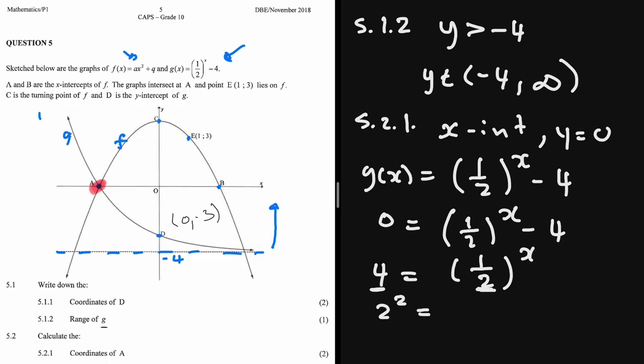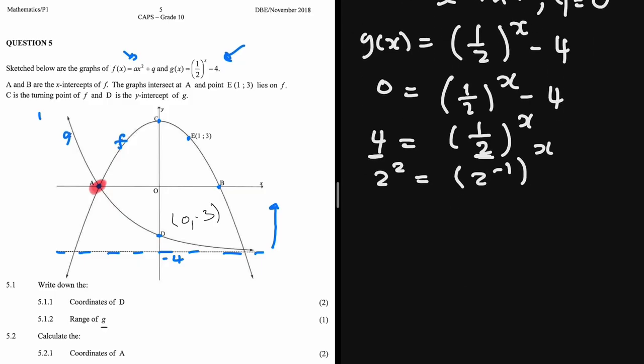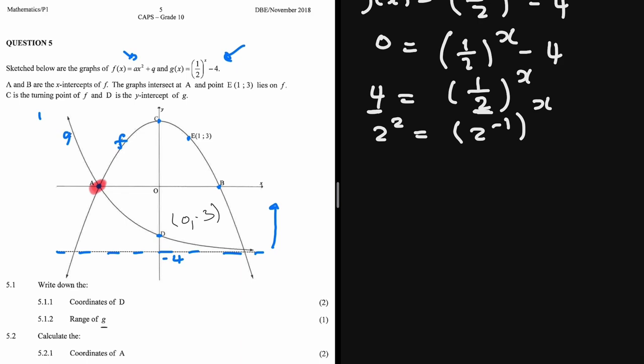And then this half here, it can be written as what? 2 to the power of -1 all to the power of x. And then now, if we want to solve for the value of x, we will say now we have 2 to the power of 2. And then -1 will multiply with x, which will have 2 to the power of -x. And if we equate the same basis, that means we drop the basis and we equate the exponent. So we're going to have 2 equals to -x.